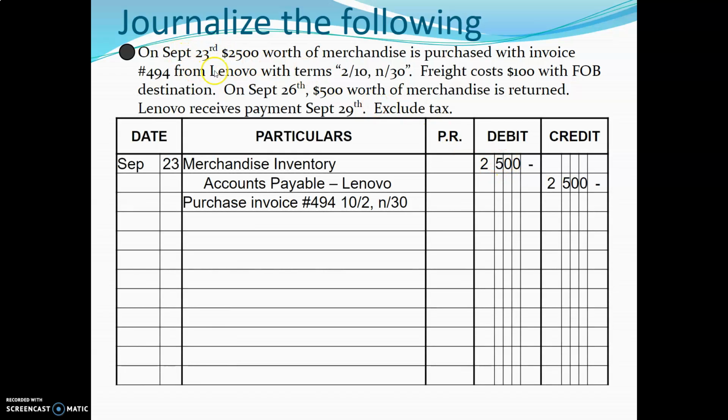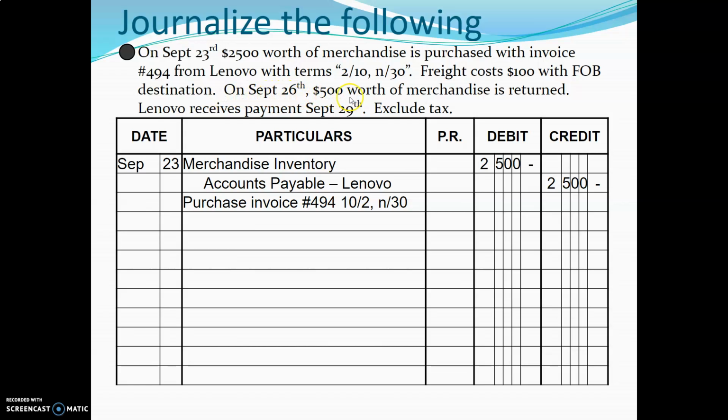Now, that's the first one. We've got this little bit of information here in the comments section. Freight costs are $100, free on board destination, which means we don't actually need to worry about this because we took ownership when it arrived at the destination, so this is not included in anything. If it said departure, that would be a different story.